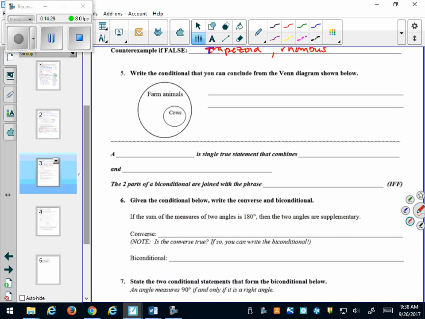Okay, write the conditional that you can conclude from the Venn diagram. So the smaller category is the cows. Remember, that's inside. That's the if part. I for if, I for inside. So if it is a cow, then it is a farm animal.